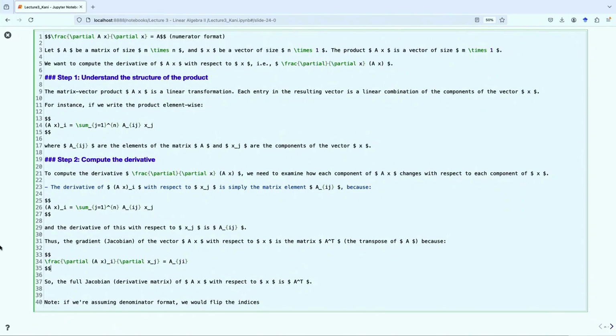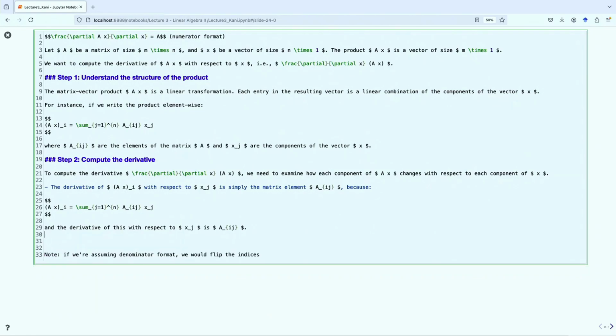Oh, I'm going to delete this part. Yeah, that was from an earlier thing.